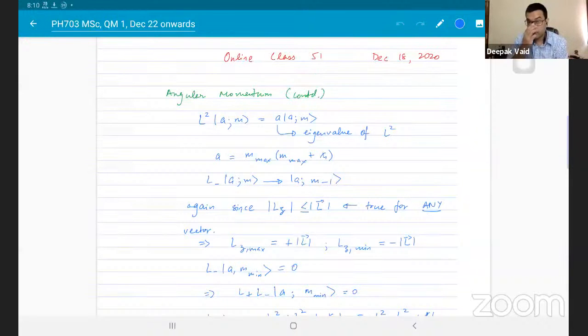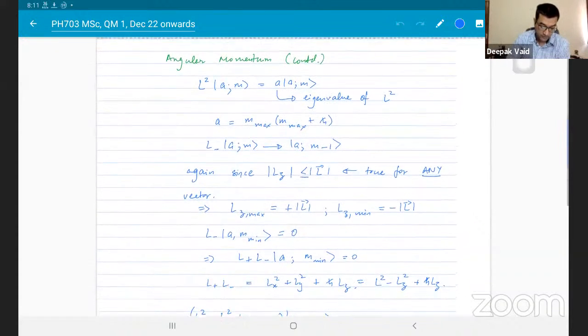So we have been talking about angular momentum, and over the past several lectures, we have gone over how one understands the spectrum of the angular momentum operators. So spectrum, I hope that you all understand. A spectrum basically means the eigenvalues. So what form the eigenvalues take, right? What their distribution is, that is the spectrum.